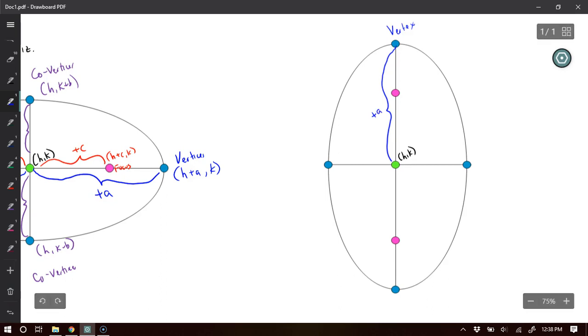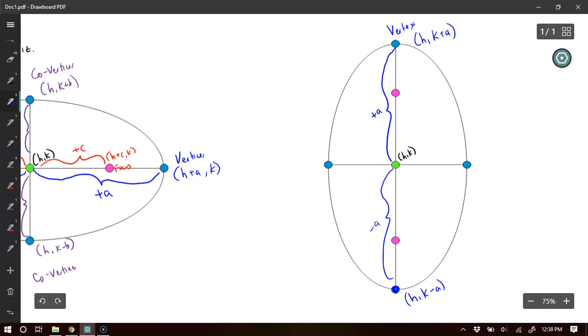And I'm staying the same. I'm not moving left or right at all. So the H value stays the same, but I'm going up and down. So K is adding, and I'm subtracting to K because I'm moving up and down to plot these vertices on it. So that's why the A value gets added and subtracted to K.